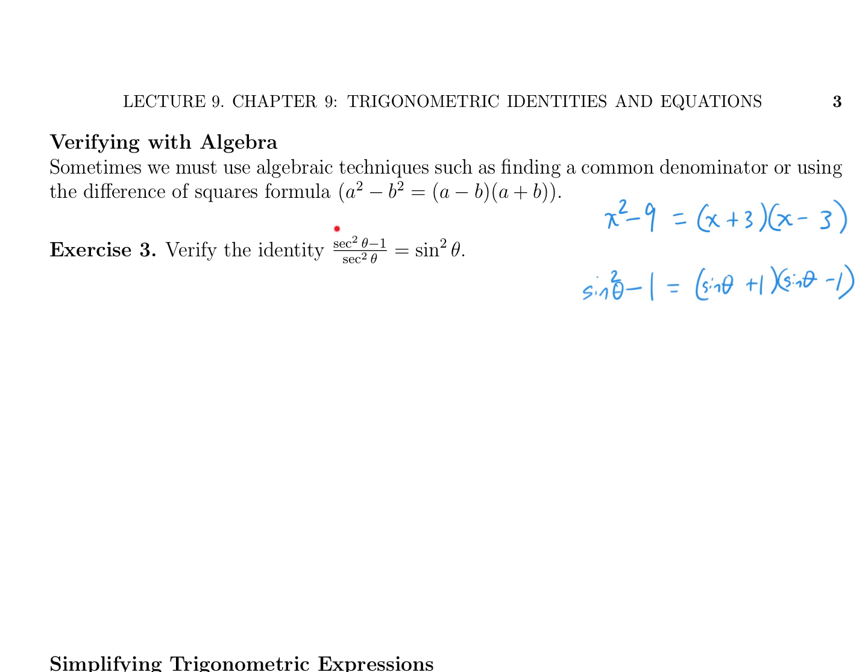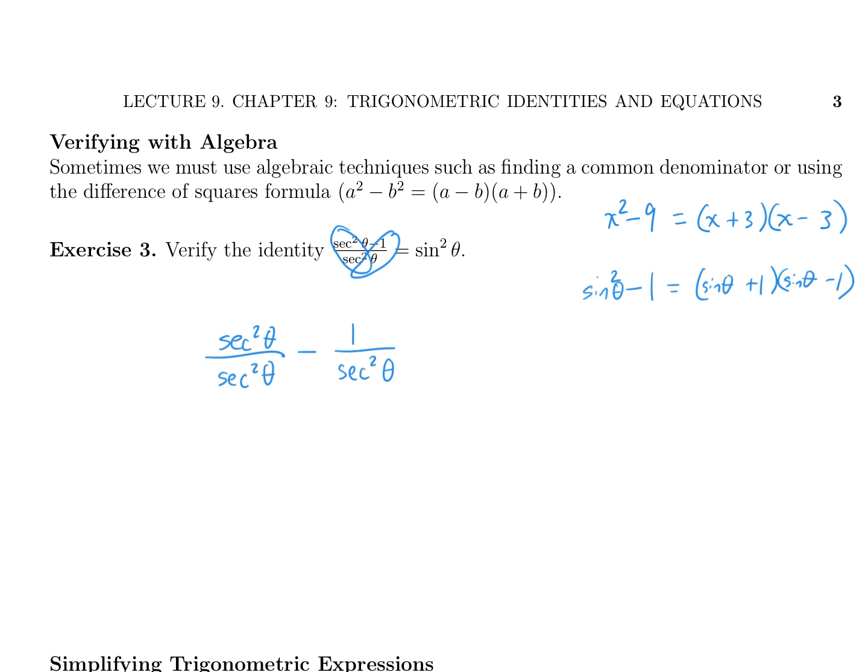As you can see, you have secant squared minus 1 over secant squared. In this case, you could factor the numerator into the difference of squares like we did over here, but it actually is easier if you just simplify by separating the terms. So you can separate the fraction into two separate fractions: the first term divided by the denominator minus the second term divided by the denominator. That's an algebraic technique that you're also allowed to do.